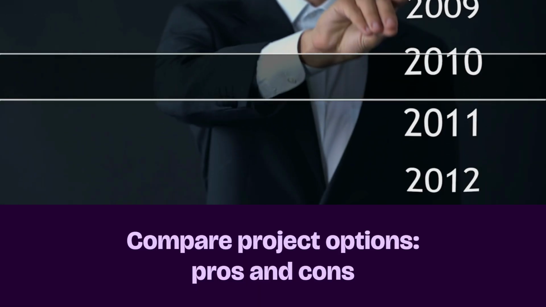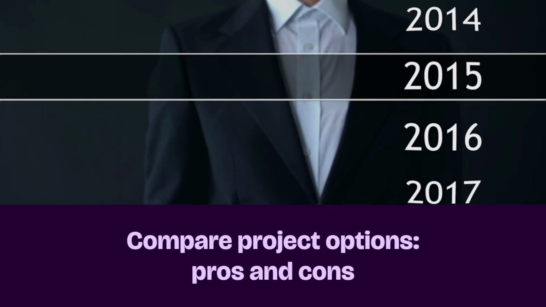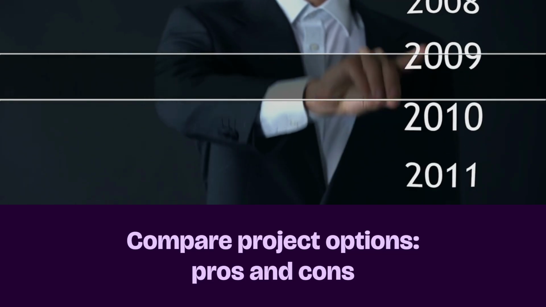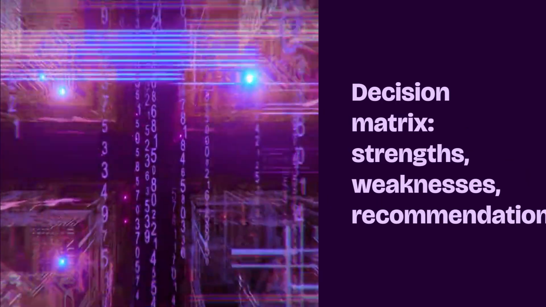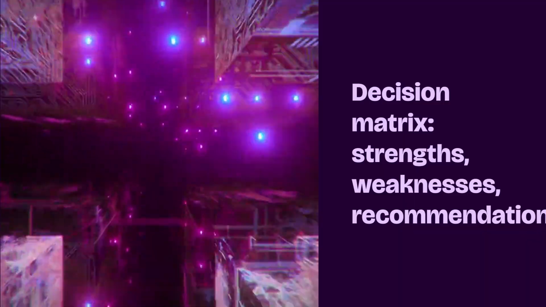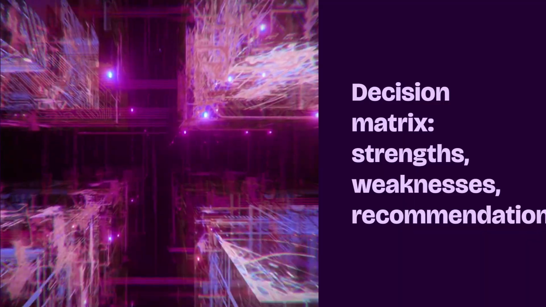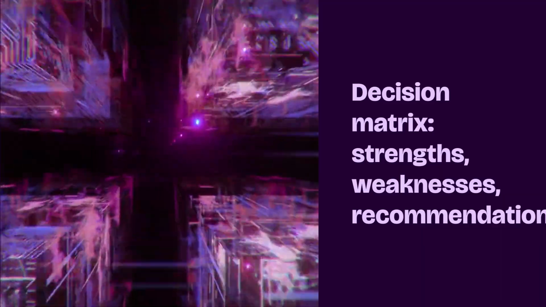In another example, a business user asks, "Compare two project options and recommend the better one with pros and cons." Copilot presents a dynamic decision matrix, side-by-side strengths and weaknesses, actionable recommendations, and rationale tailored to your goals. Complex decisions become clear and confident moves.